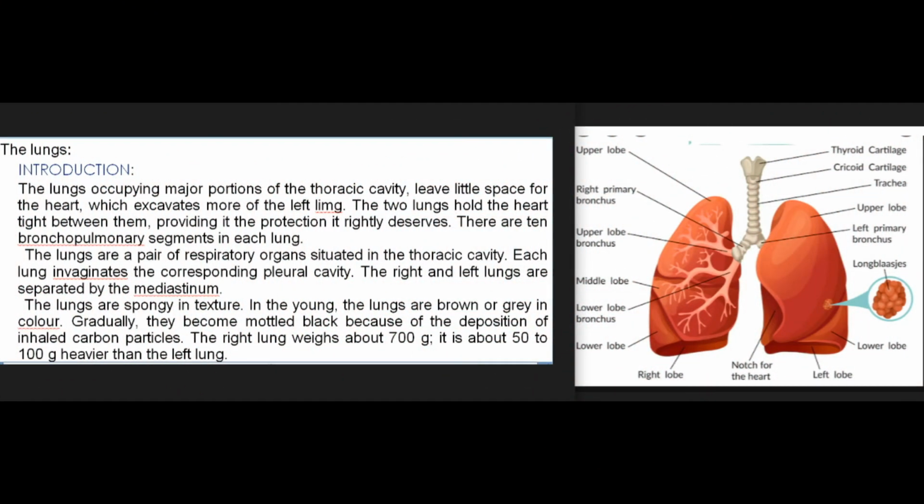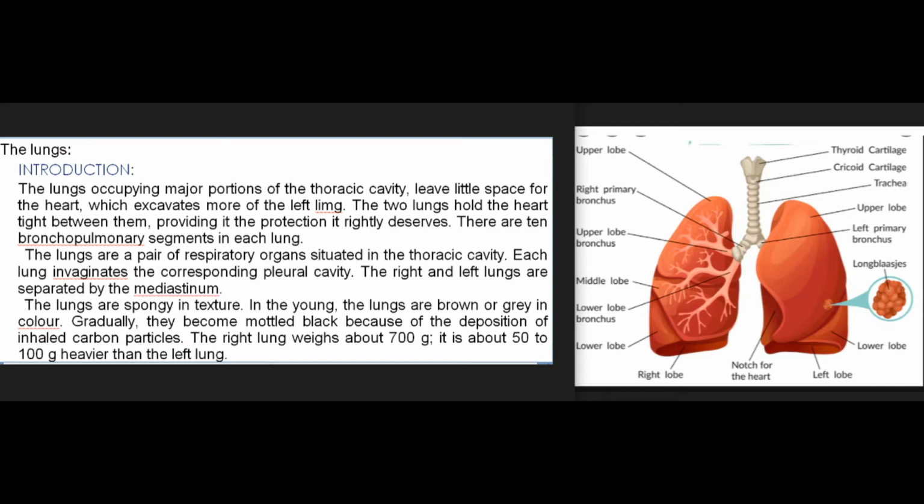Lungs. Introduction: the lungs, occupying major portions of the thoracic cavity, leave little space for the heart, which excavates more of the left limb. The two lungs hold the heart tight between them, providing it the protection it rightly deserves. There are 10 bronchopulmonary segments in each lung.